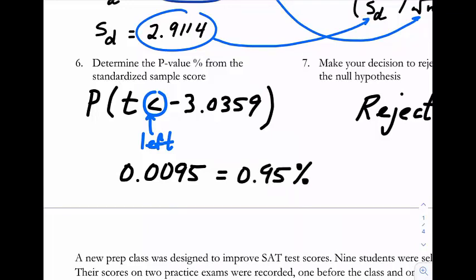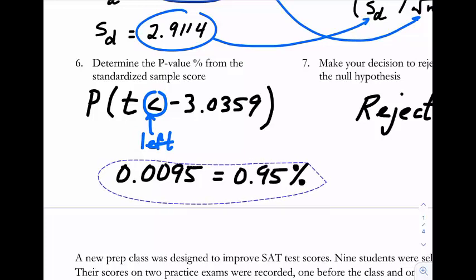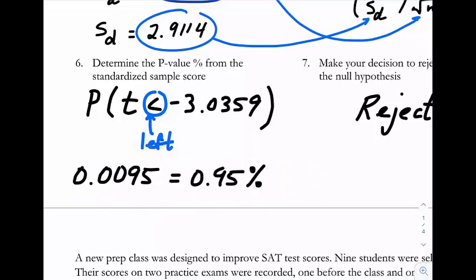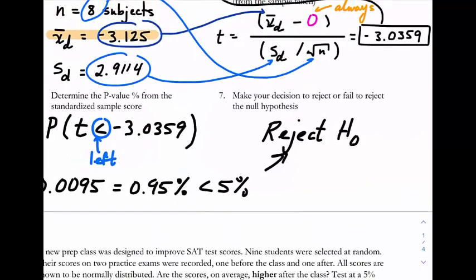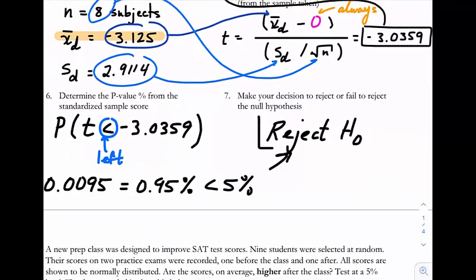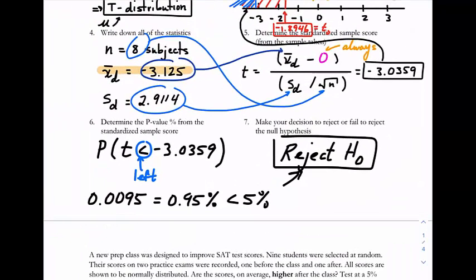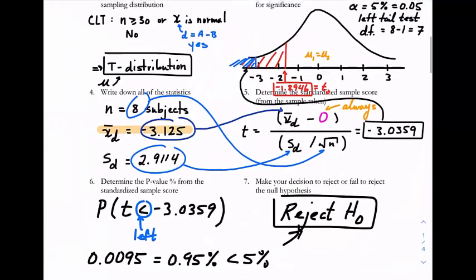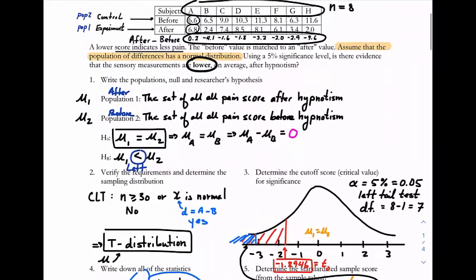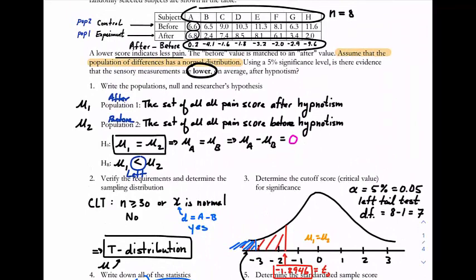So 0.95%, just under 1%, that's definitely less than the level of significance. We can say that we can reject the null hypothesis, which verifies that. In both cases, they both imply the same thing. Therefore, we were able to prove that from the sample of 8 subjects, hypnotism does work in reducing pain.